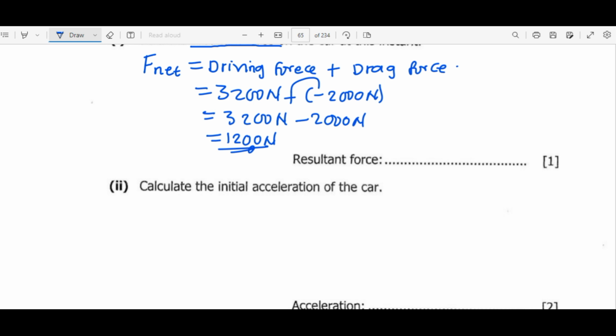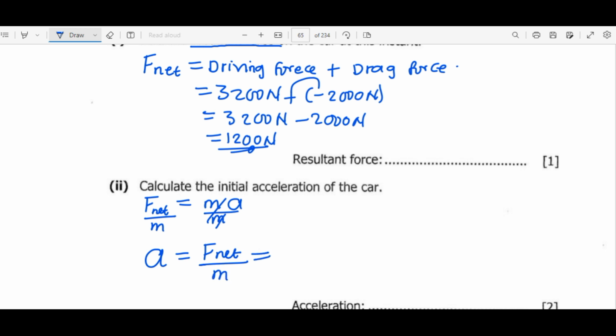For Roman number 2, this is where we are using the formula for the second law of motion. Calculate the initial acceleration of the car. The formula is, and remember this should be net force, net force is equal to mass multiplied by the acceleration. And this is the acceleration in the x-axis, but let's not focus on that. To make acceleration the subject of the formula, we divide by m on both sides, so that if we cancel, the acceleration is equal to net force divided by the mass.